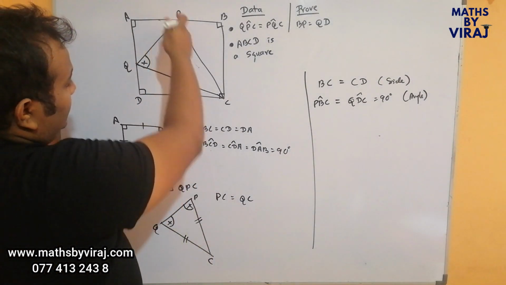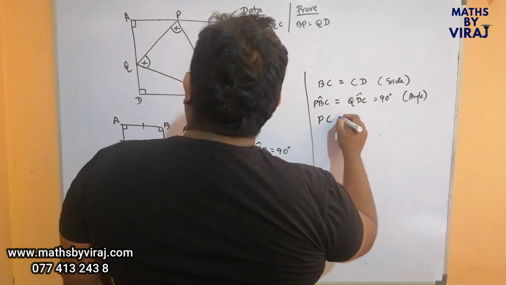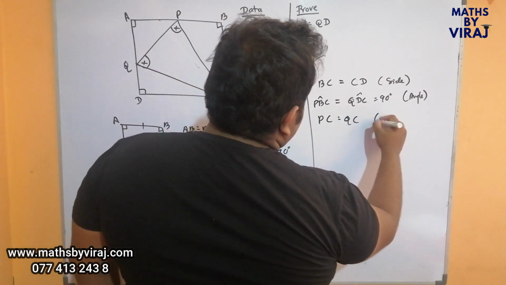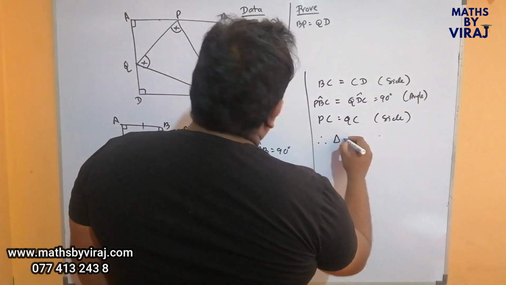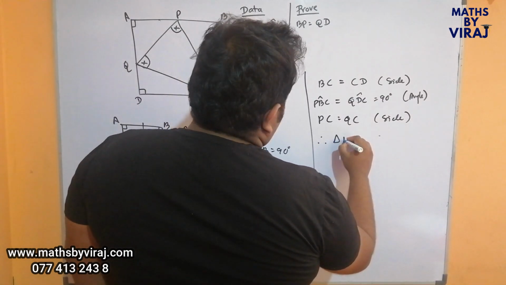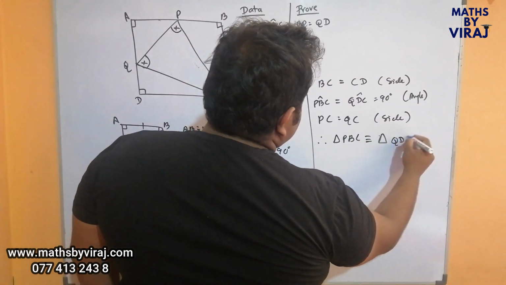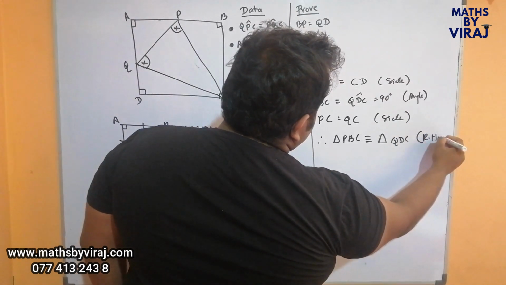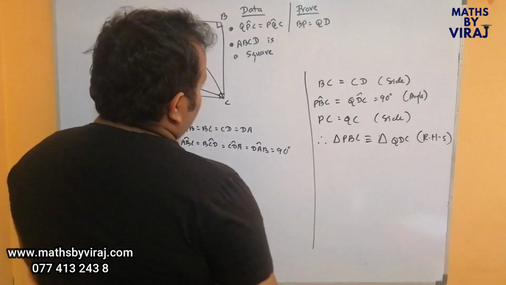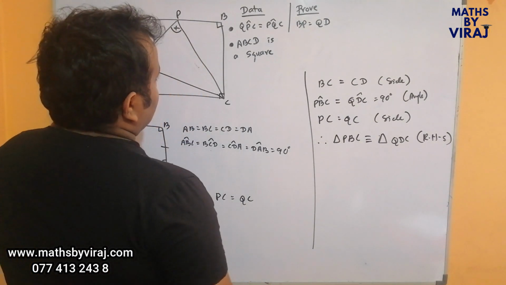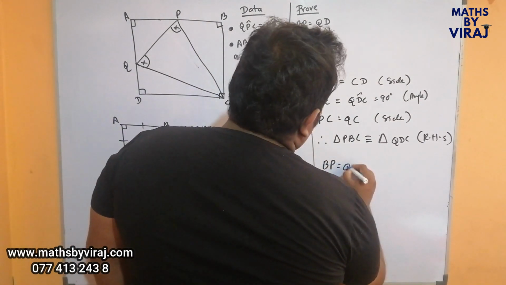Also, we have found that PC is equal to QC, which is a side. Therefore, we can say that triangle PBC is congruent with triangle QDC by RHS, because it is a right angle triangle. Therefore, what can we say about the sides BP and QD? We can say that BP is equal to QD.